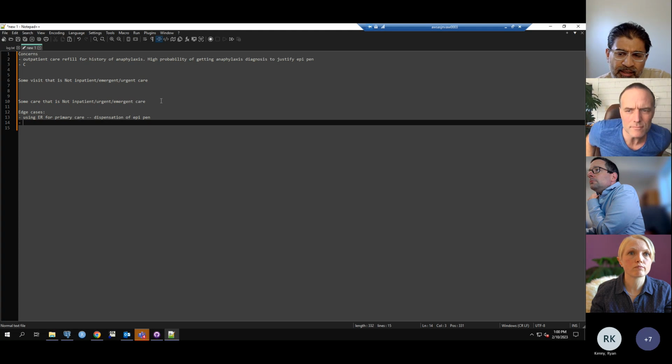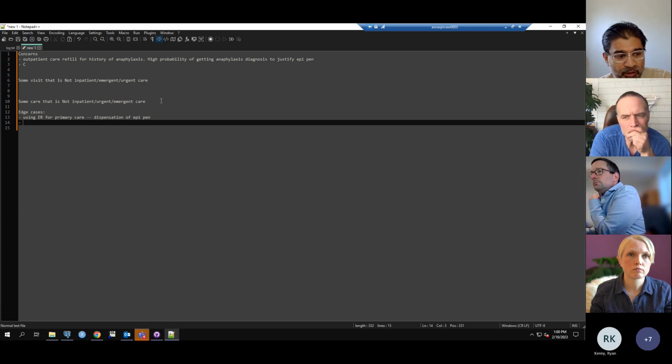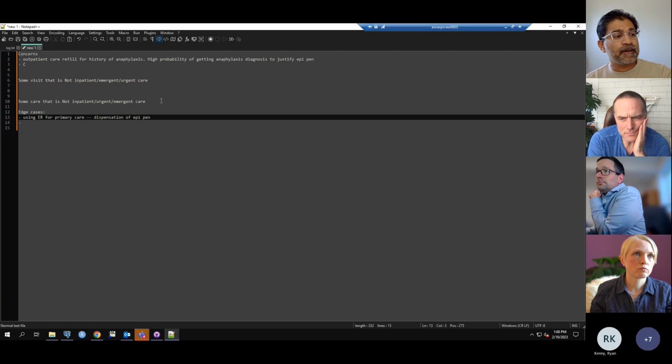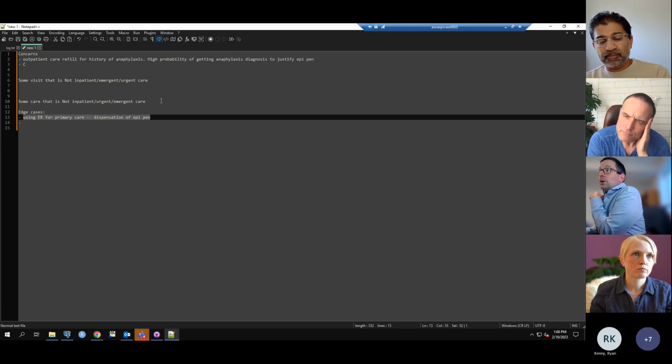Yeah, agreed. Let's classify this into edge cases, so things that we expect may happen, but rarely. So I heard you using the emergency room for primary care for dispensation of the EpiPen. How common do we expect this to be? In other words, should we worry about this in our modeling process or not? We need to break this down into bite-size, manageable chunks. Is this something that we need to model?